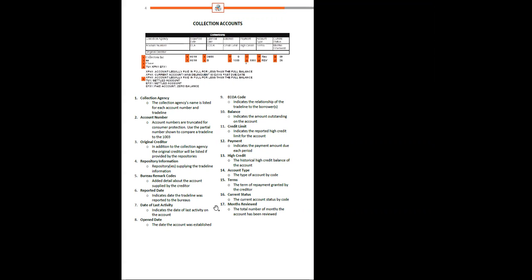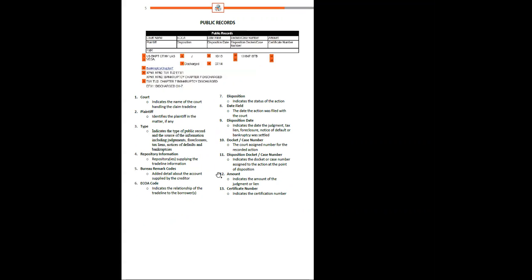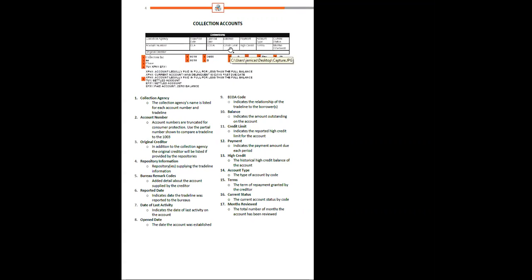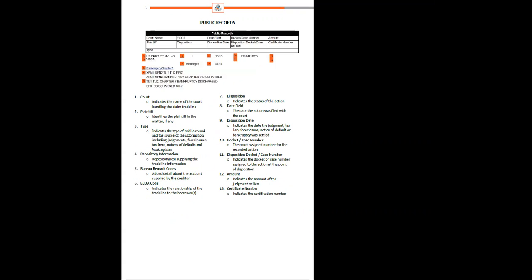So that's what a collection looks like. And now this right here is one of the parts where I don't like seeing this, but you know what? Life happens. This page right here is a public record. A public record could be a bankruptcy, it could be a judgment, it could be several things.